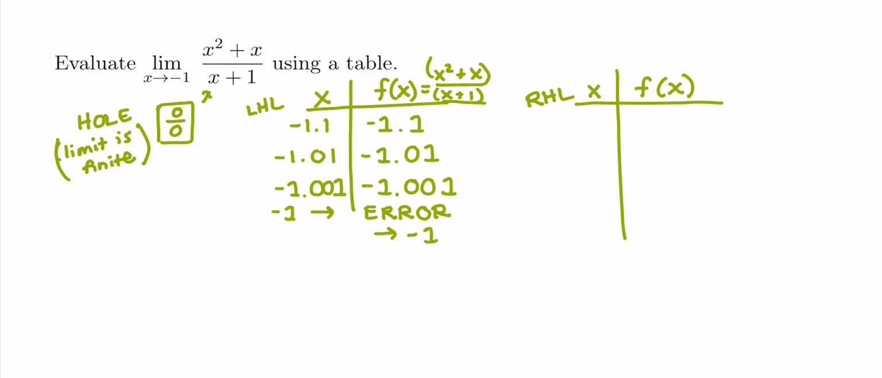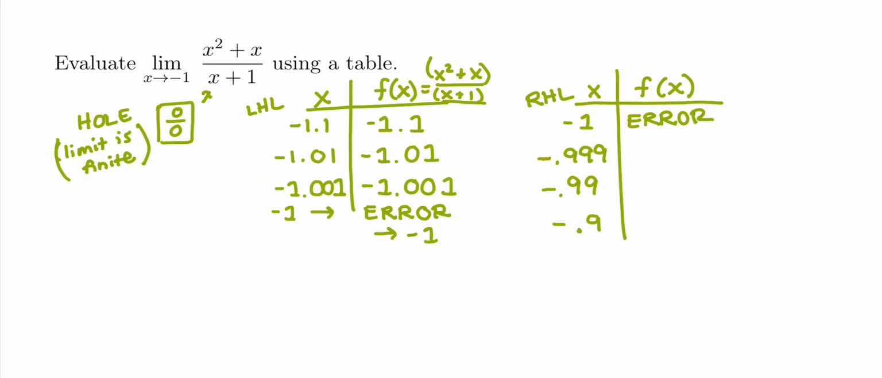So I'm going to get close to -1, but on the right-hand side. So I can't plug in -1. That would give me an error. I'm going to come in on the right, and I'm going to get increasingly closer. So on the right-hand side, I could do -0.9, -0.99, and then -0.999. Super close to -1, but on the other side.